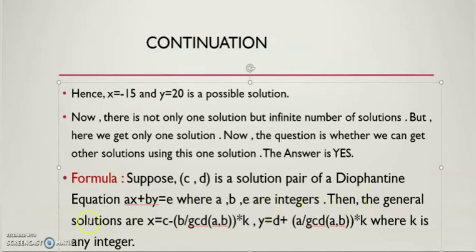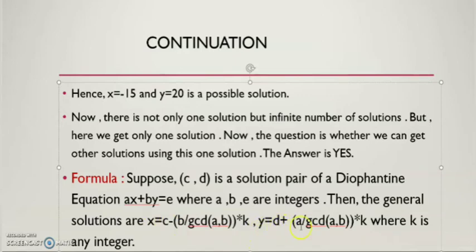Now the general solutions are x equal to c, where c denotes the first solution, c minus b divided by GCD of a and b, into k, and y equal to d plus, observe carefully, here is minus and here is plus. The sign convention is very important, because if you forget the sign in the examination hall, then you may face difficulty. So everyone please remember this sign. To obtain the value of x, we use minus, and to get the value of y, we always use plus.